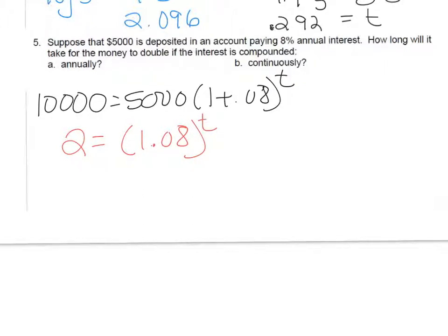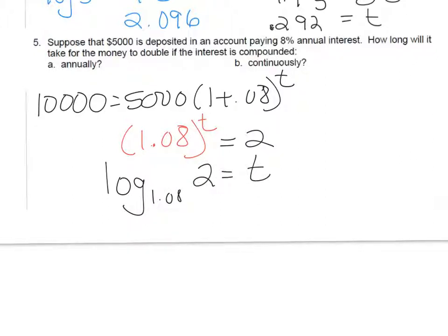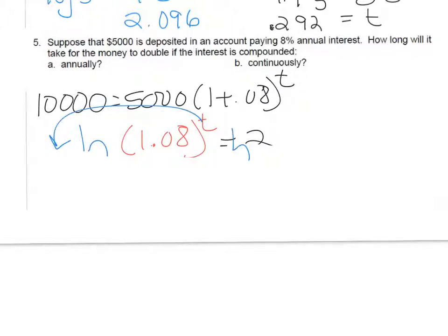Now we have to convert that to a log to solve. So I'm going to put the 2 on the right. So that's going to be log base 1.08 of 2 equals t. That's kind of gross. Actually, we can use one of our properties. I'm going to do this a different way. If I choose either log or ln, it does not matter which. I'm going to ln both sides because then that makes the t become my coefficient.